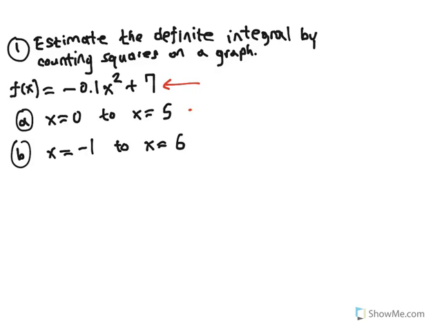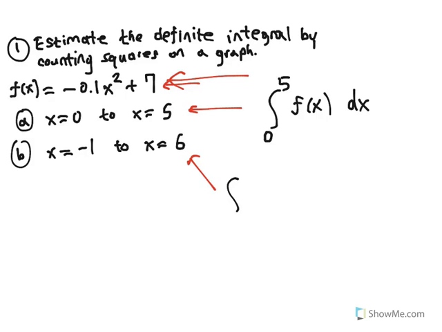So first of all, before I do that, let's go ahead and represent what we're looking for using definite integral notation. So in part 1, part A, we have the definite integral. Our integrand would be the function f of x. So we're going to have f of x. We're integrating with respect to x, and the limits of integration for part A would be from 0 to 5. And for part B, we're going to have the definite integral of f of x. We're integrating with respect to x.